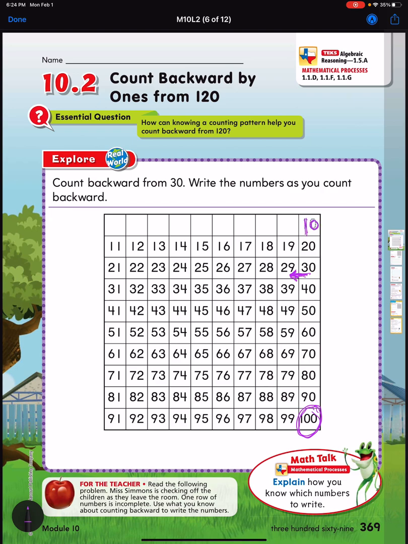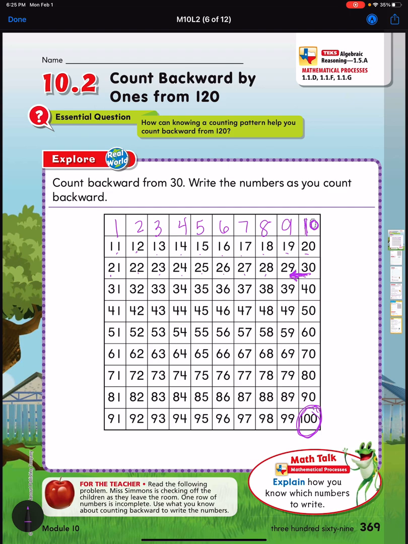What do you think? They will be less than 10 because they come before 10. So we're going to count backwards from 30, and we'll fill in these numbers as we're counting backwards. So 30, 29, 28, 27, 26, 25, 24, 23, 22, 21, 20, 19, 18, 17, 16, 15, 14, 13, 12, 11, 10, 9, 8, 7, 6, 5, 4, 3, 2, 1.